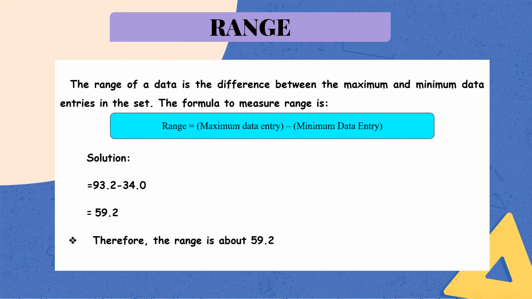Okay, about the range. The range of data is the difference between the maximum and minimum data entries in the set. So the formula to measure the range is maximum data entry minus minimum data entry. This is our example for the solution. 93.2 is the maximum data entry, and then you minus 34.0, the minimum data entry, so you will get the answer 59.2. So 59.2 is the range.